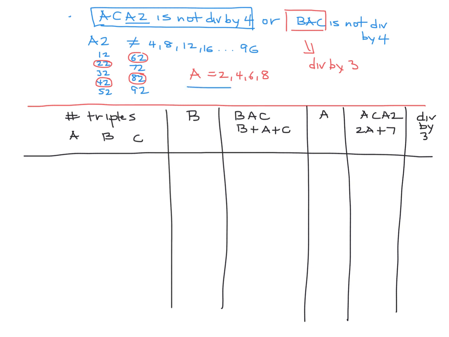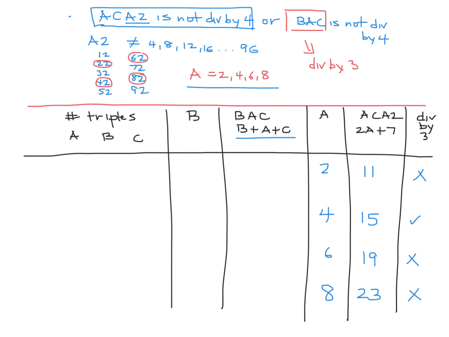So the A's we have as 2, 4, 6, and 8. Okay, that takes care of that. And this 2A plus 7, therefore, would be 11, 15, 19, and 23. Now, are any of these divisible by 3? No, yes, no, and no. Okay. All right, that's just an FYI. And then now let's turn our attention to this guy.